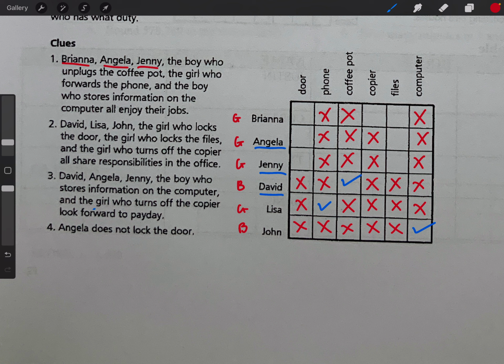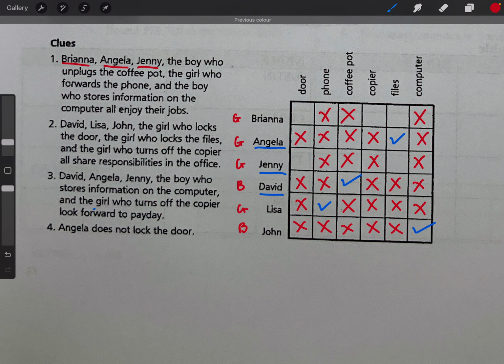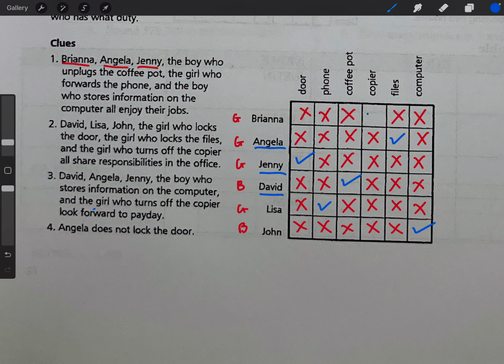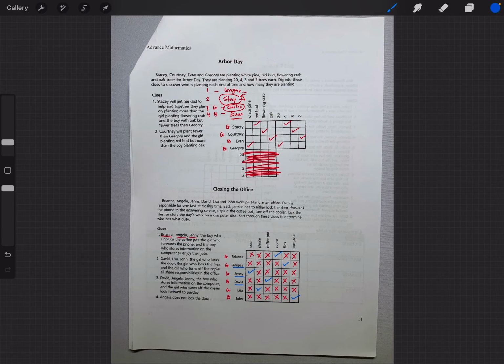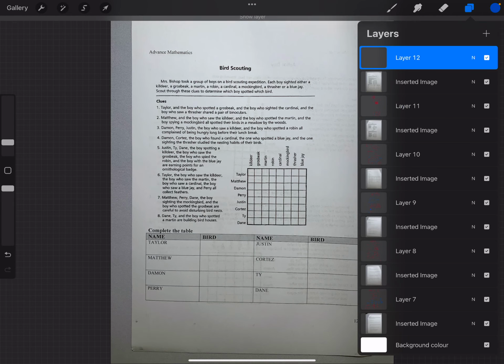Angela does not lock the door. So Angela did not lock the door. So we crossed out Angela for the door. Then it reveals to us that she's the one who did the files. And if she did the files, we can cross out all of these other ones, which means that Jenny is the one who did the door. And if Jenny did the door, then we know that Brianna did the copier, and you're done. Okay. All right, last one.